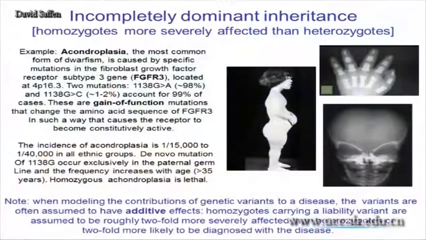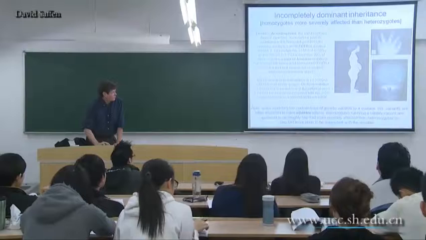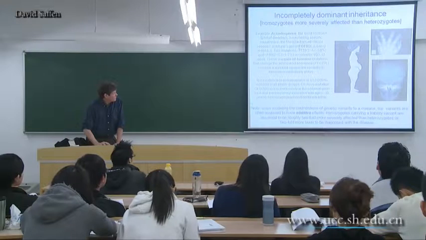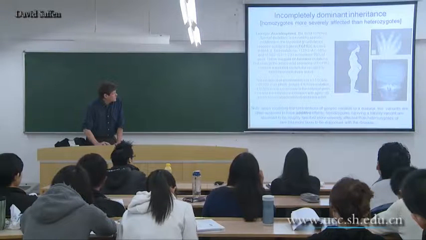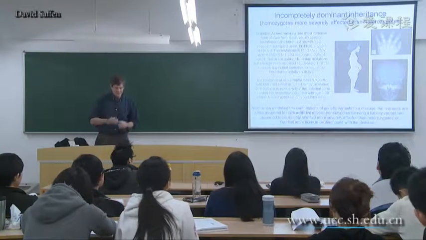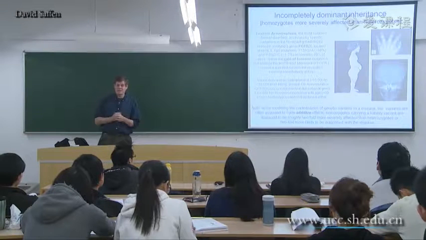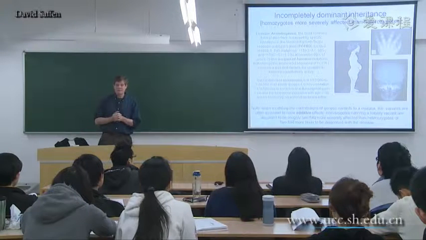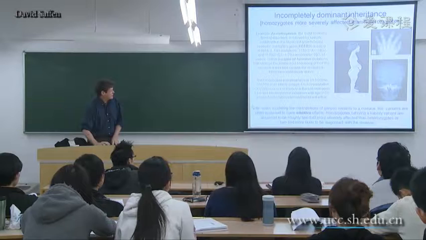Okay. Now another example where it doesn't quite fit the dominance inheritance is incompletely dominant inheritance. A good example of this is achondroplasia, which is the most common form of dwarfism. This is caused by a mutation in the fibroblast growth factor receptor subtype 3 gene. This mutation does not inactivate the receptor, but rather makes it constitutively active. So it's always active. And we call that kind of mutation a gain of function mutation.